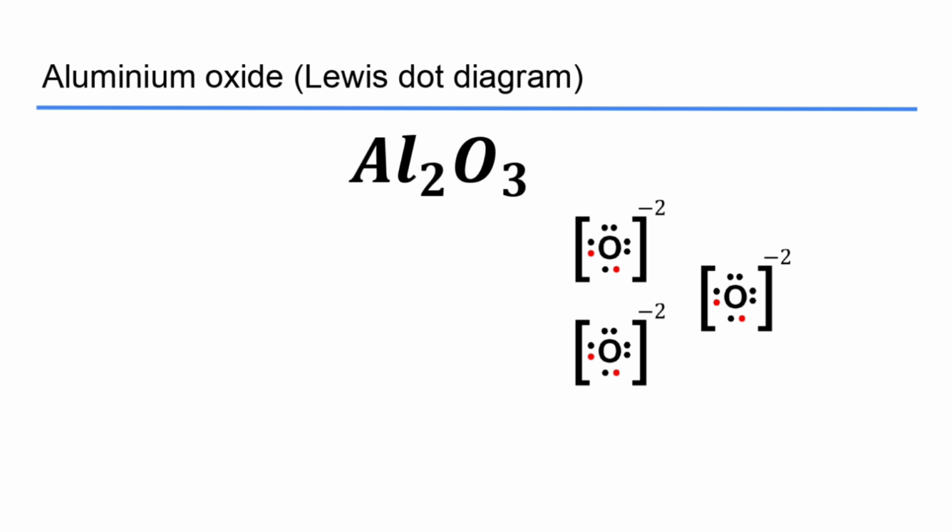So here's what I'm going to do. I'm going to draw 3 oxygen anions, followed by 2 aluminium cations. Make sure that the cation has no electrons inside and the anion has all 8 electrons inside. Remember, different signs attract, same signs repel.